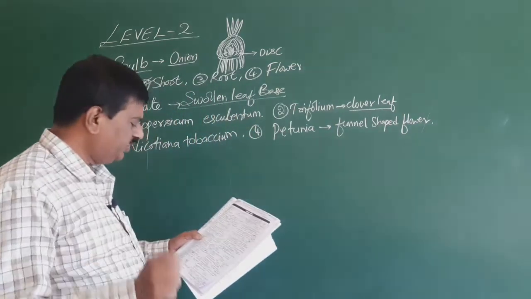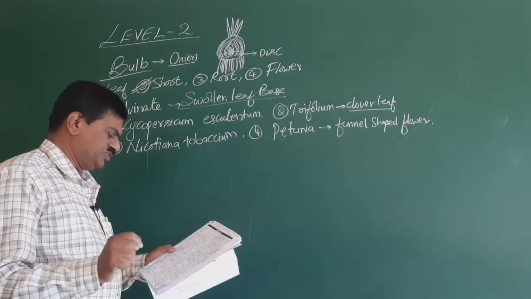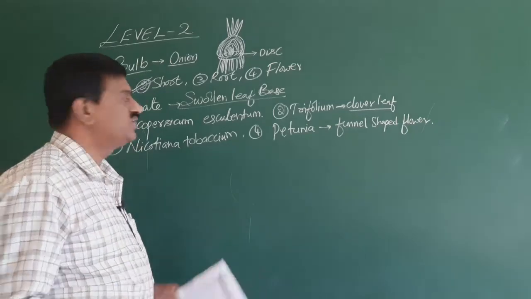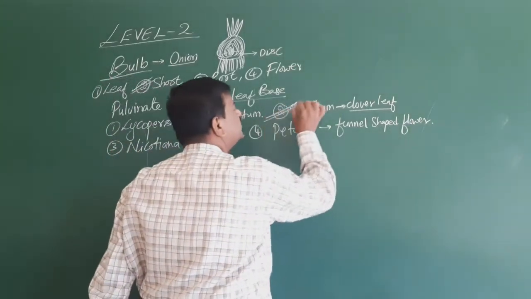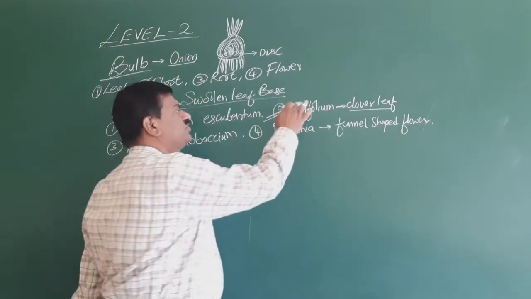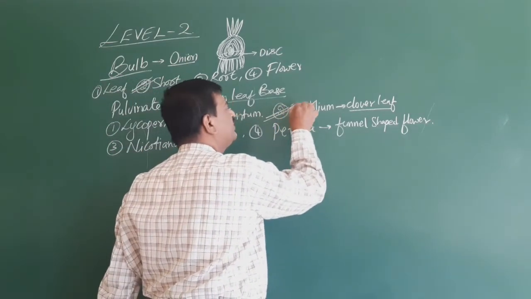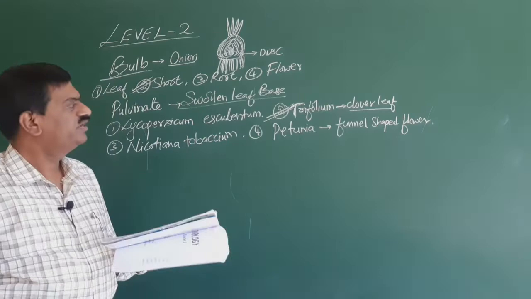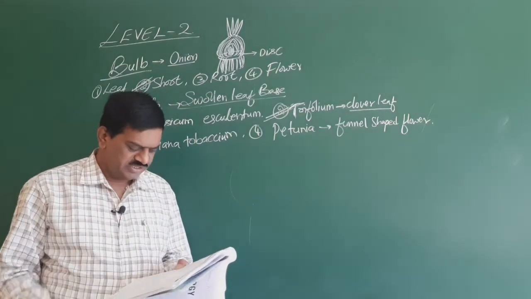But here the question is pulvinate. Pulvinate leaf base can be seen in the Trifolium. So here the answer is Trifolium. So pulvinate leaf base is seen in the Trifolium. So this is the right answer.